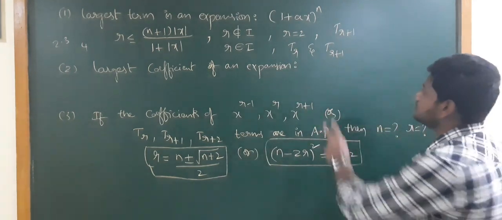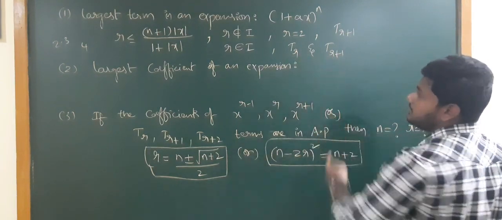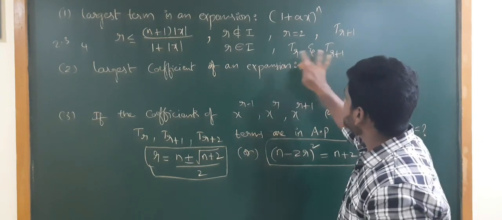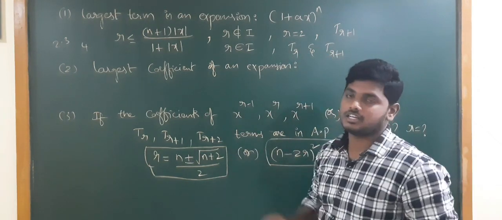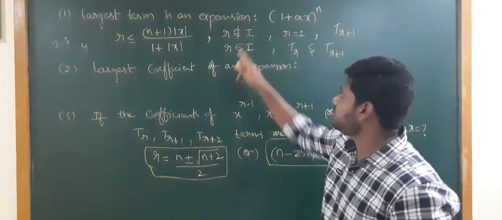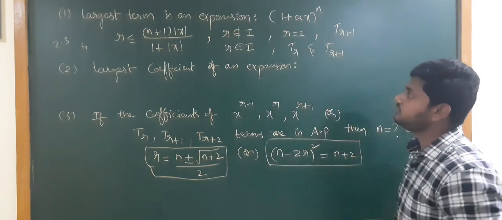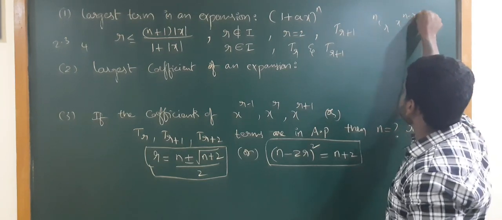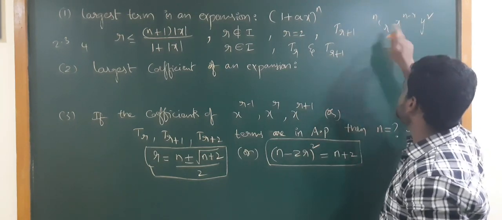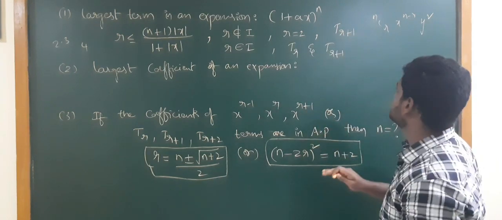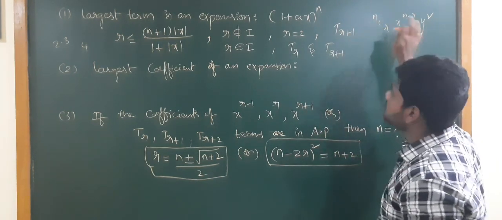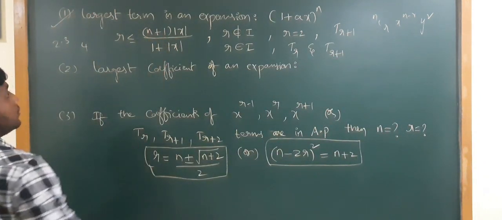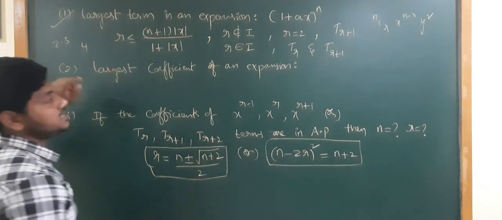See, maximum terms, both will be equal. If so, these two, tr and tr plus 1, are both the largest terms. Any one term you can find. But if it is not an integer, tr plus 1 you need to find. You know how to find tr plus 1? It is nCr, x to the power of n minus r into y to the power of r, based on the x value and y value in that expansion. So you can find this term, which will be the largest term in an expansion. This is a very important formula, the easiest trick to find the largest term.